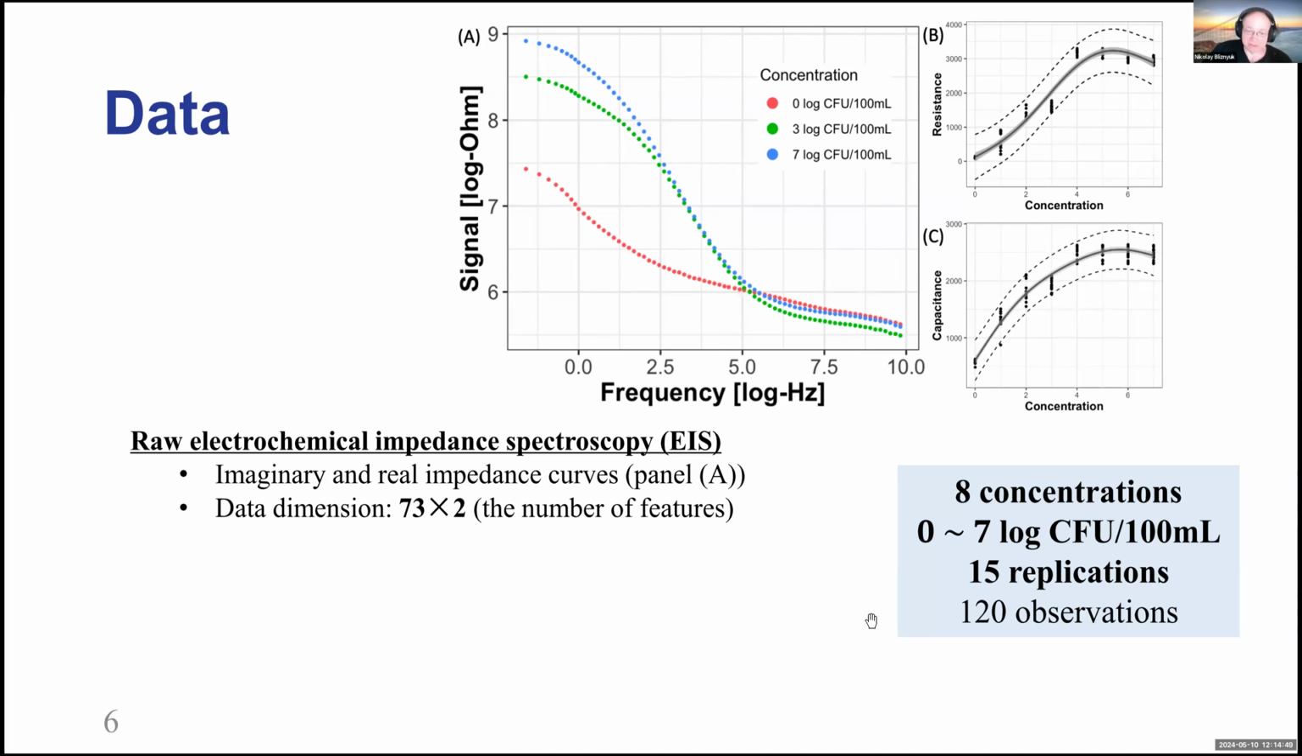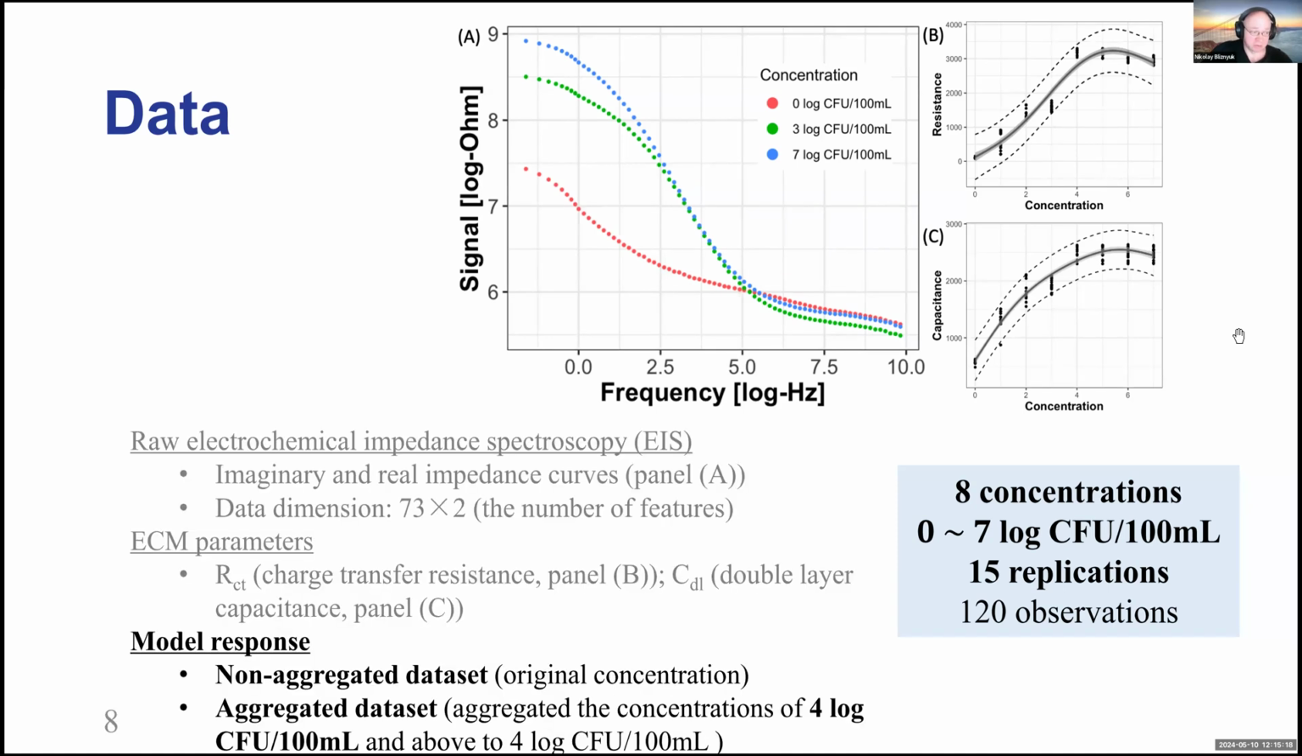So now about the design, we have 8 concentrations. Again, as I said, on a log scale. So on a log scale, these are 0, 1, 2, up to 7. And then we have 15 biosensors, or 15 replications. So for each of these 15 biosensors, we take 8 measurements that correspond to these log concentrations. So that is what the data look like.